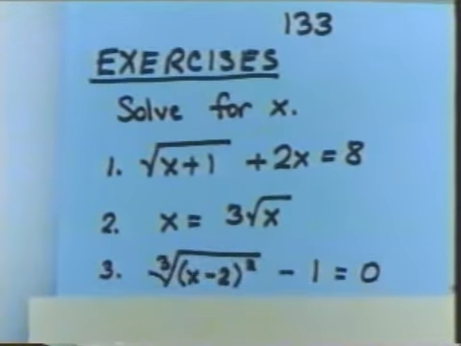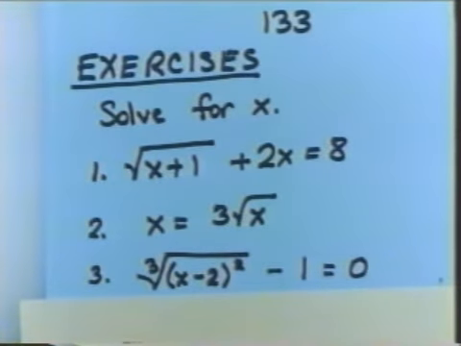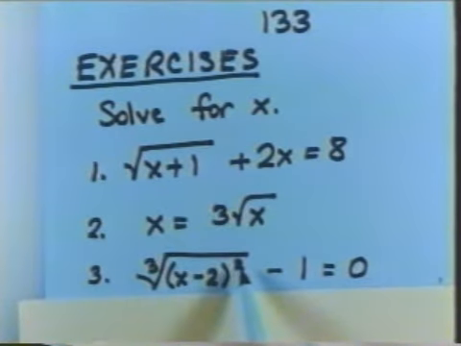The third is the cube root of, in parentheses, x minus 2 squared, subtract 1 equals 0. Cube root of x minus 2 squared, subtract 1 equals 0. Copy these 3 exercises, stop the tape, work the exercises, and then restart the tape to check your answers.